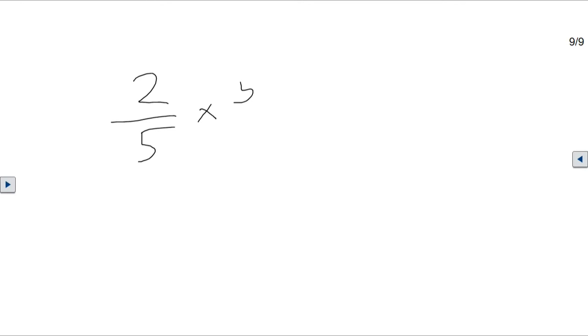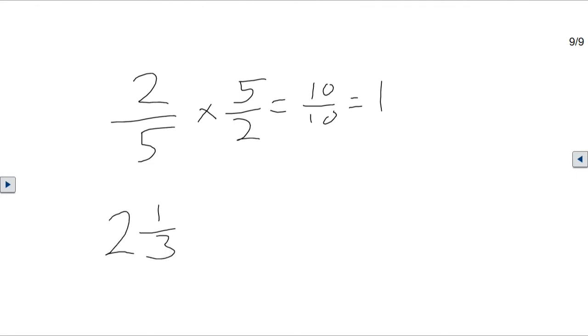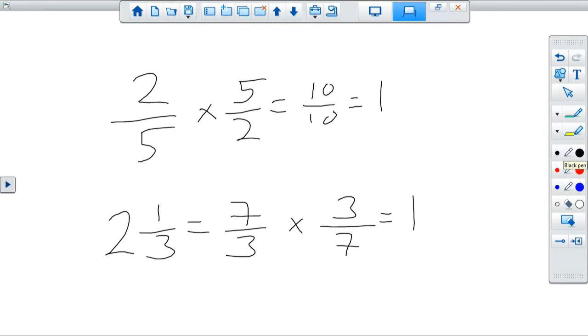What about 2/5? What would I multiply 2/5 by to equal 1? Well, if I flip those around, my reciprocal is 5/2. That's 10 over 10, which equals 1. So a reciprocal by definition is what you multiply something by to get 1. In reality, we're just flipping the numerator and the denominator. If I have a mixed number, 2 1/3, what's its reciprocal? Well, 2 1/3 is equal to 7/3. The reciprocal of 7/3 is 3/7. So 2 1/3 times 3/7 would be equal to 1.